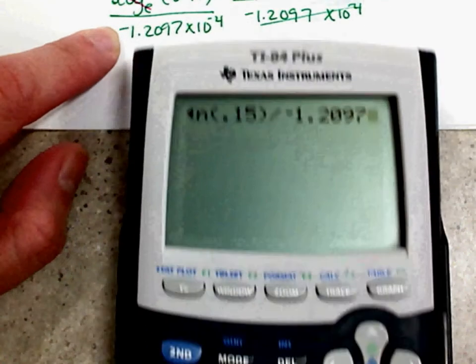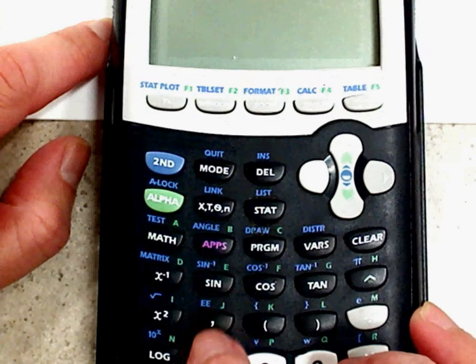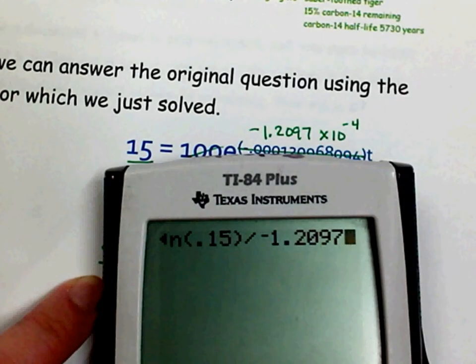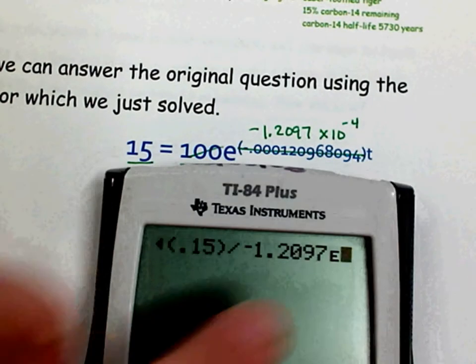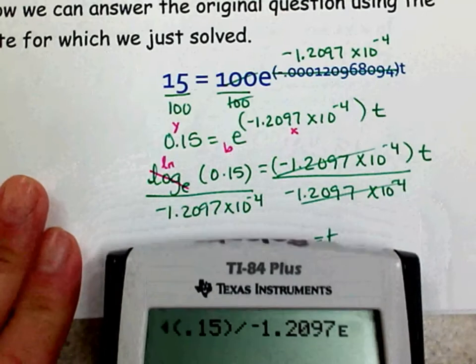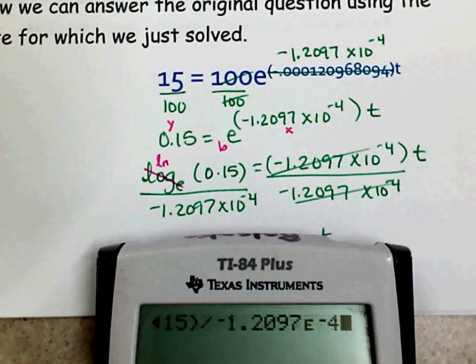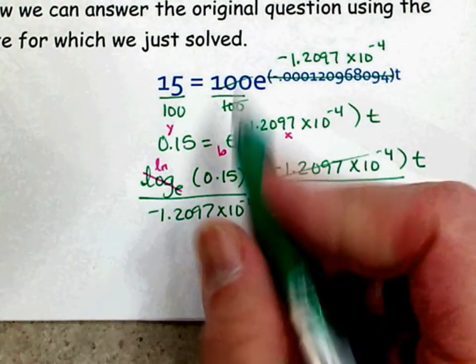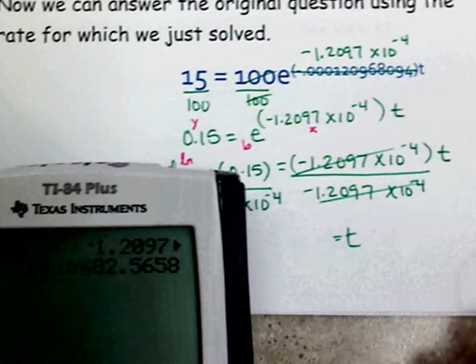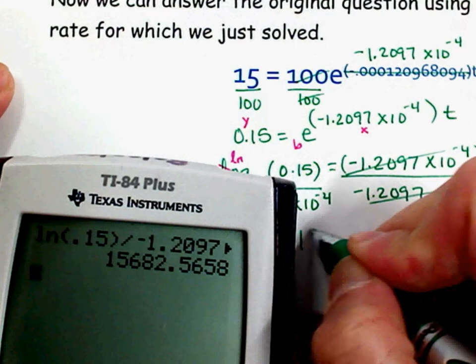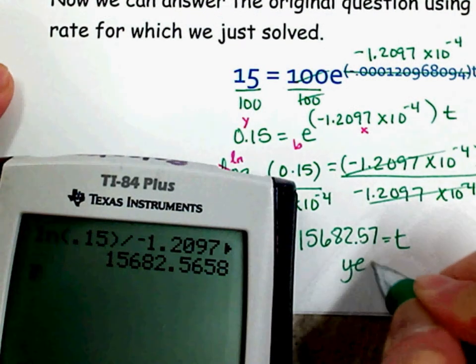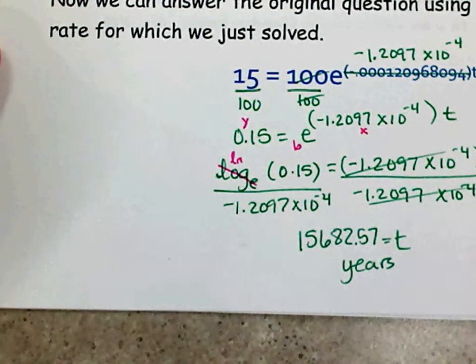You see this EE right here, right above that, under the sign? It's blue, so second E. See that E shows up? That's a times 10. Negative 4. So, how long did it take? T is 15682.57 years. That's how old that saber tooth is.